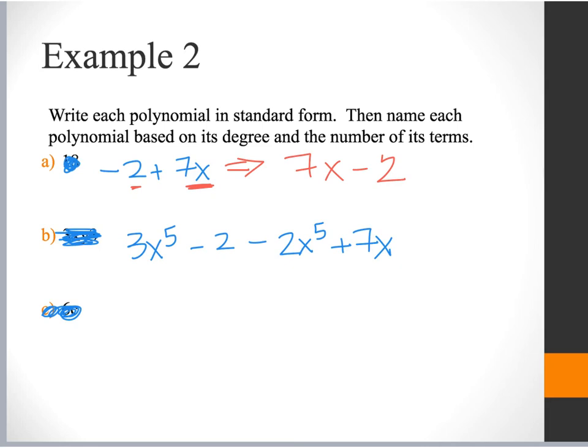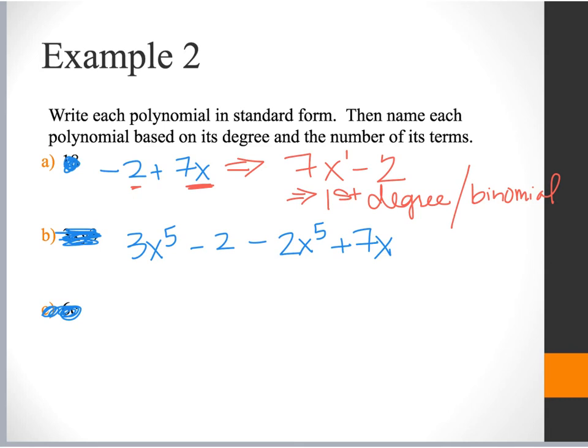Then it says name the polynomial based on its degree. Because x is being raised to the 1st power, this is a 1st degree polynomial. And because there are 2 terms, it's also considered a binomial, if I wanted to be specific and not just call it a generic polynomial.